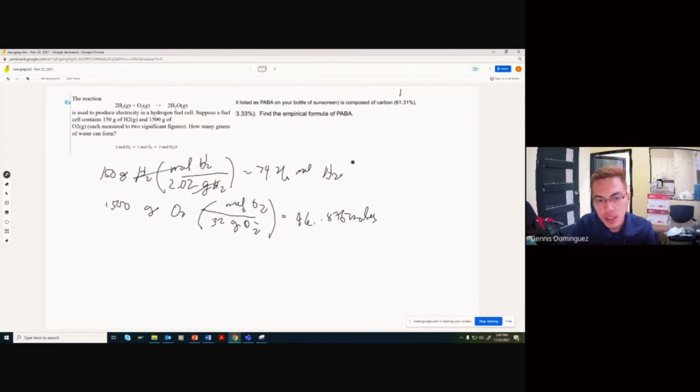So, if we compare each to the water, the comparison is per 2 moles of H2 you get 2 moles of H2O. So, meaning to say, using your reactant H2, you will have 74.26 times 2 divided by 2, that is around 74.26 moles of H2O.